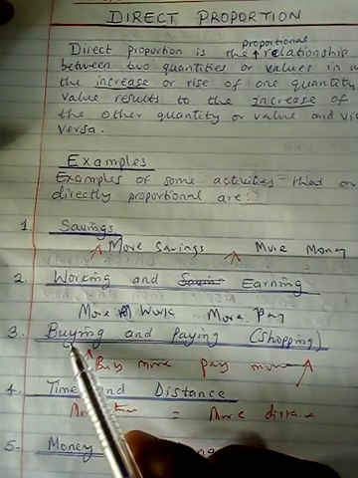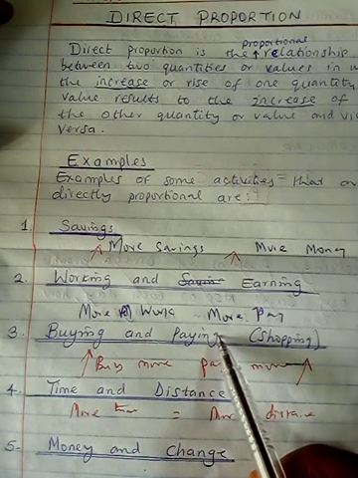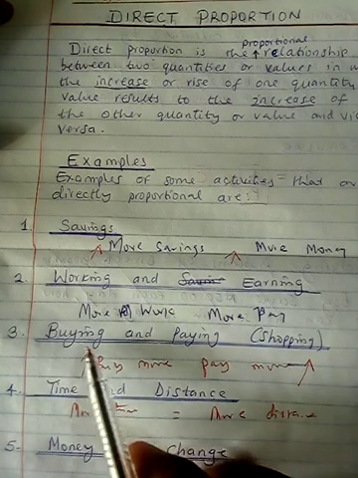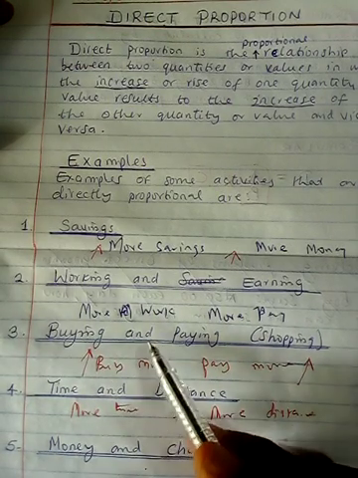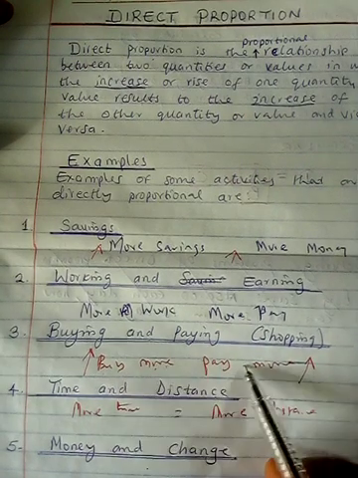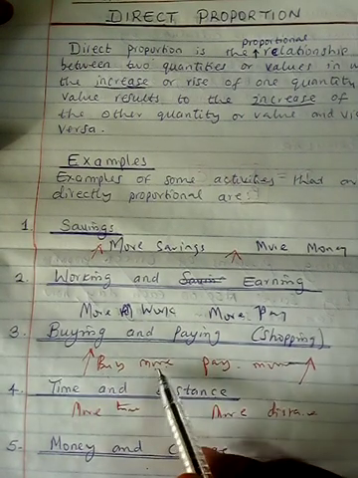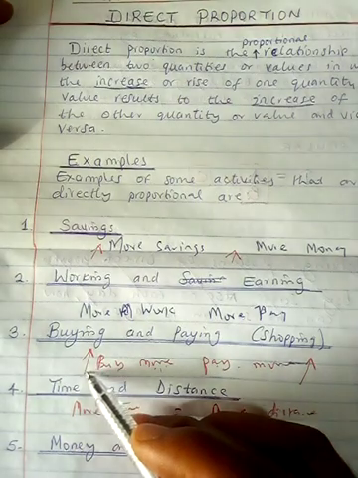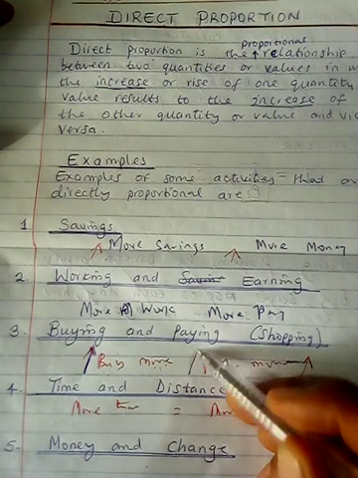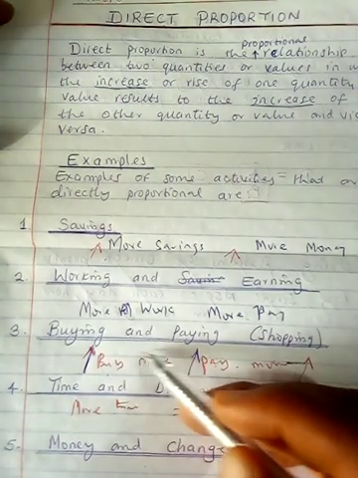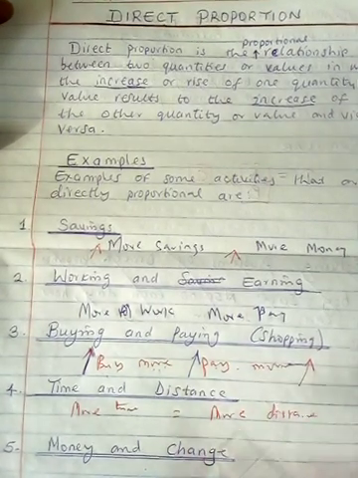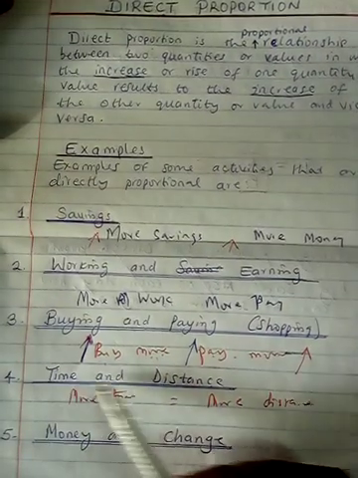Also, we have an example in buying and paying, which involves shopping or buying and selling as well. Let's say buying and selling. So how does this involve a direct proportion? Now you know that the more you buy, the more you pay. So as you are buying more, you are also what? Paying more on this side. And when you buy less, when your buying reduces, you pay less.